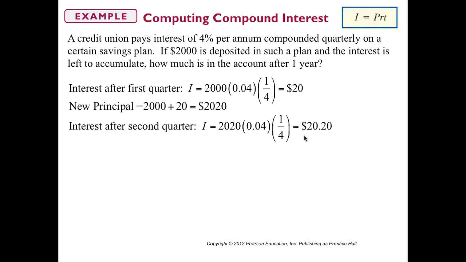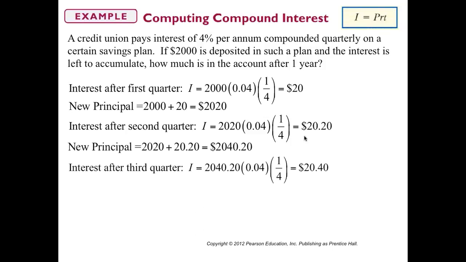So if we want to compute compound interest, we can use a little bit of what we just learned along with our simple interest formula. Let's say a credit union pays an interest of 4% annually, which is compounded quarterly on a certain savings plan. If $2,000 is deposited in such a plan and the interest is left to accumulate, how much is in the account after 1 year? So we're not just talking about simple interest in this case, we're talking about something that's compounded quarterly.